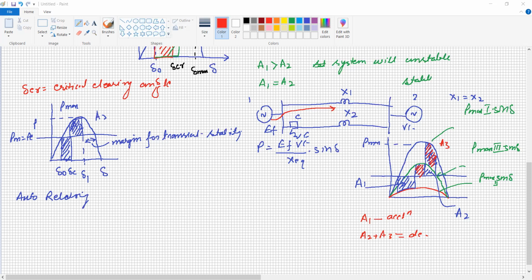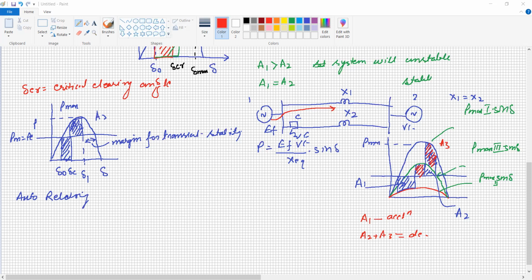Now this is the important point. This is our area under acceleration. It is represented by angle delta. So this is the acceleration power, this is the deceleration power. When the acceleration and deceleration areas become equal, the system is stable. So from delta 0 to delta maximum, the net acceleration power integral should be 0. This is our equation: the integral of PA, the acceleration power, with respect to delta from delta 0 to delta should be 0, and the system will be stable.